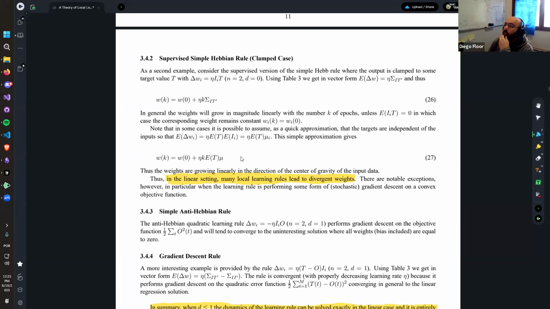Where would the loss functions show up here? Because I think they're interchangeable, like the loss or the learning rule, right? I mean, learning rule or dw equals.